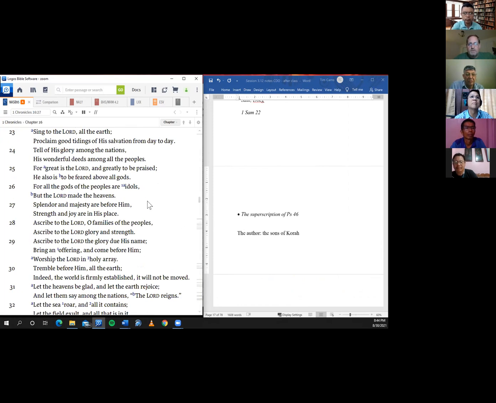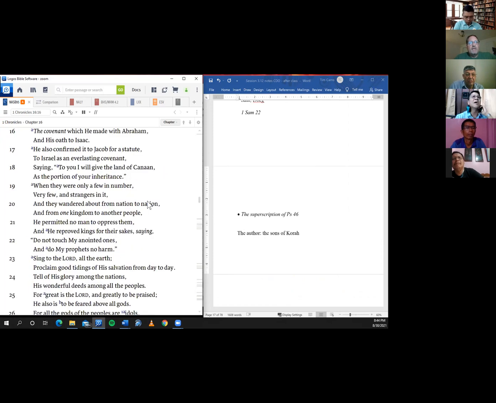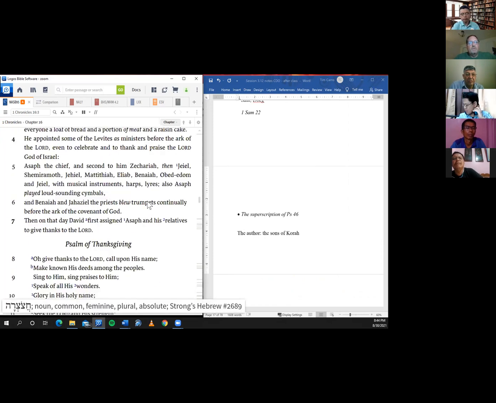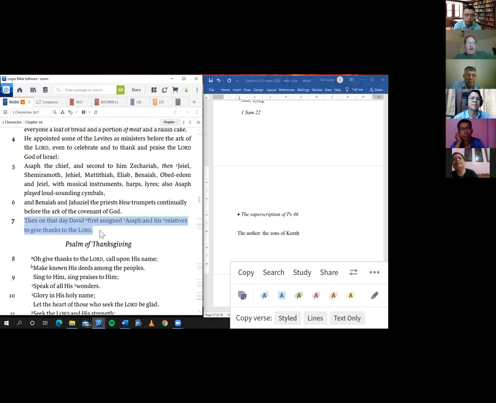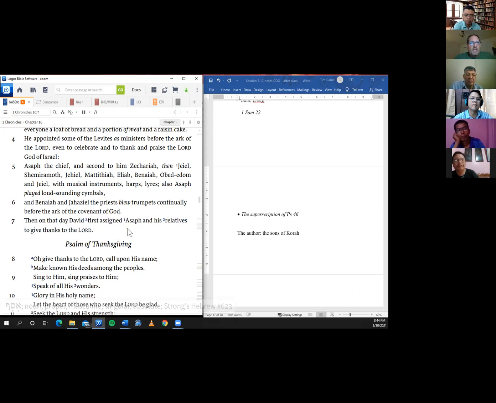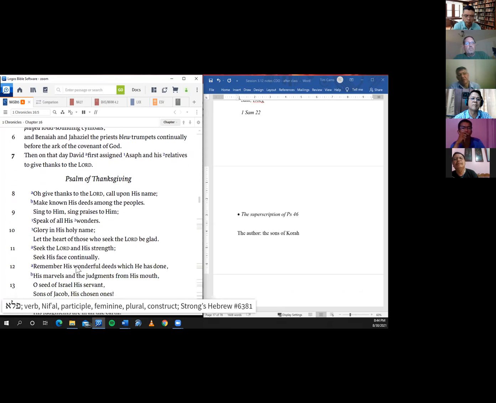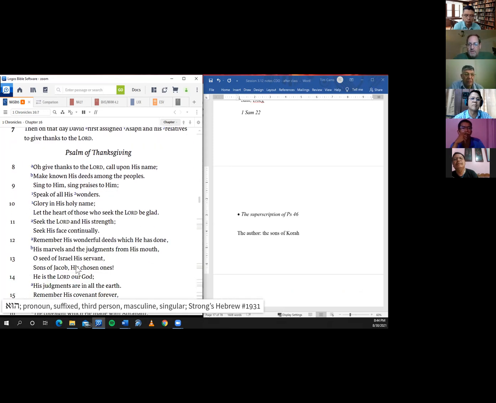And that 1 Chronicles 16, this was a psalm that was given, a psalm of thanksgiving that's contained in 1 Chronicles 16. It was on the day that they brought the ark into the temple, that David had it brought into the temple. And then here's the background. On that day, David assigned Asaph and his relatives to give thanks to the Lord. And here is the poem or the song that he gave them to sing.